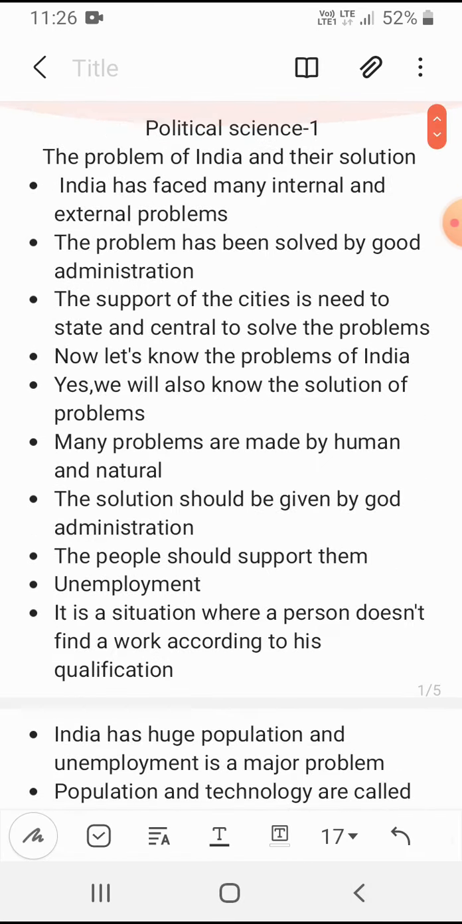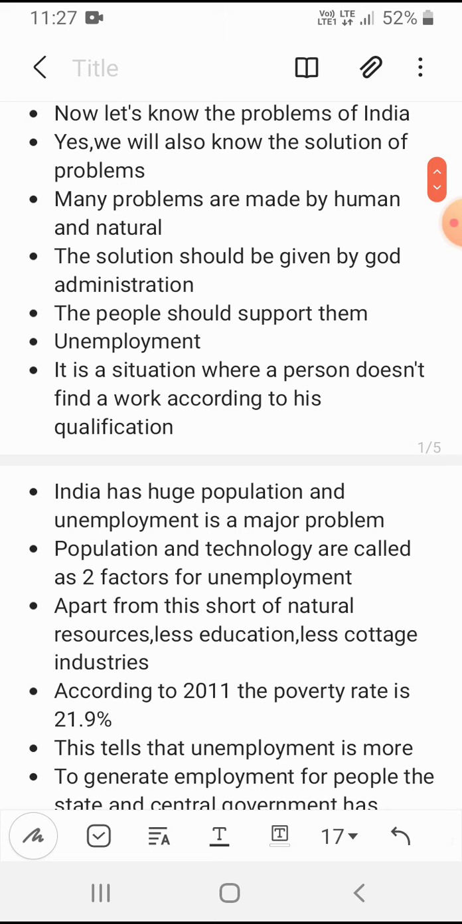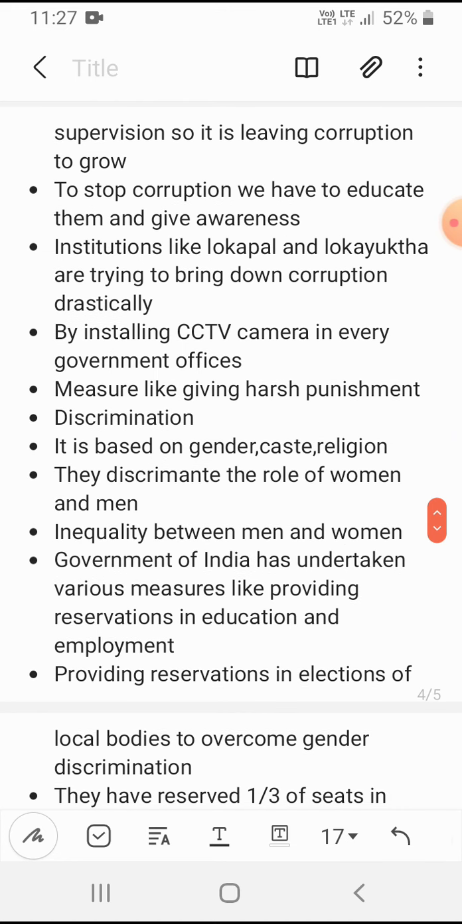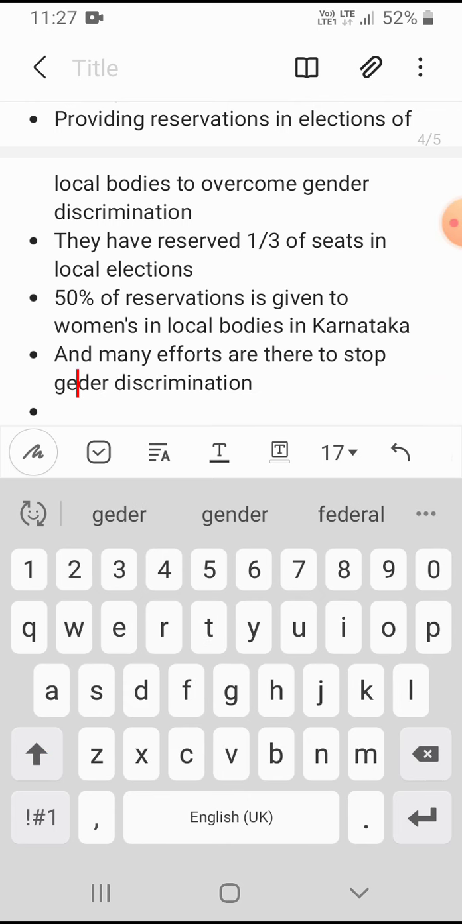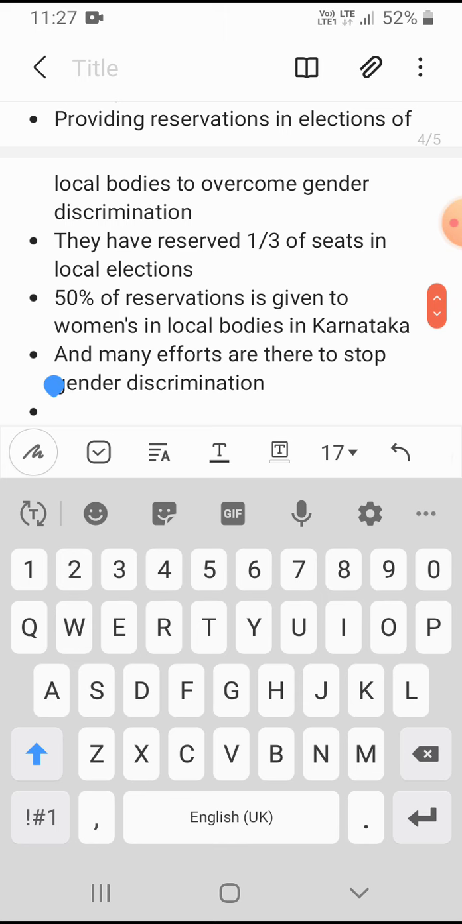So they may ask, from the start, why unemployment is a major problem, explain for 2 to 3 marks, or tell what the solutions are. As I said, we should give good education, self-employment, update the books, and many more things. They may also ask what measures we can take to solve corruption, and what measures the government has taken to solve gender discrimination, for 2 to 3 marks. So don't forget to read all that.